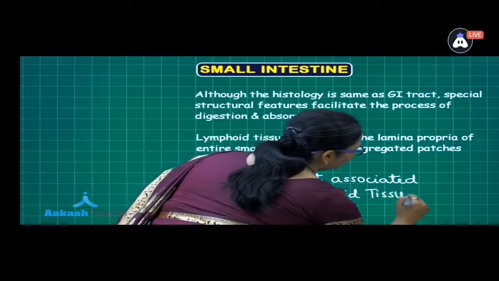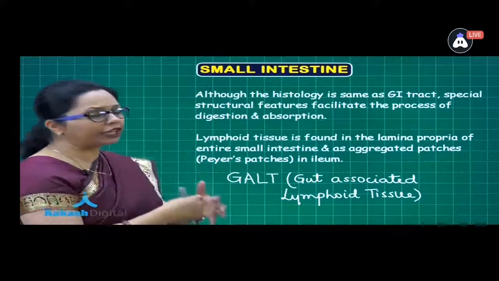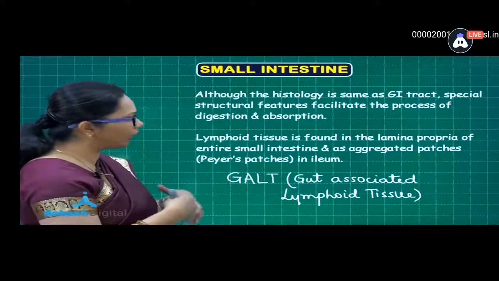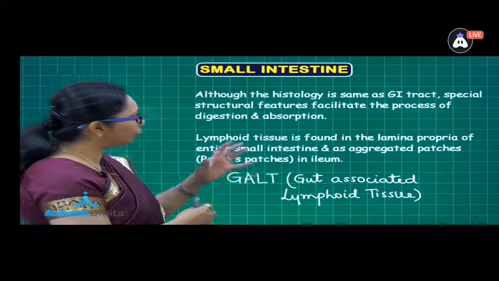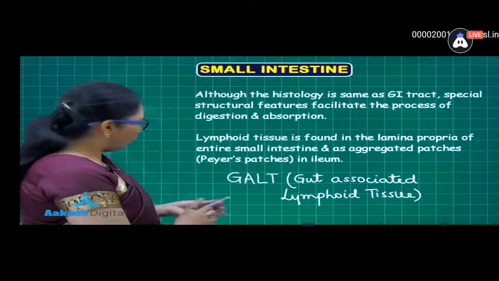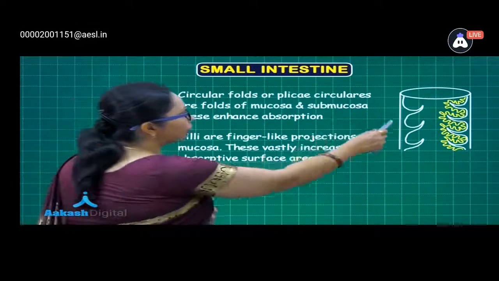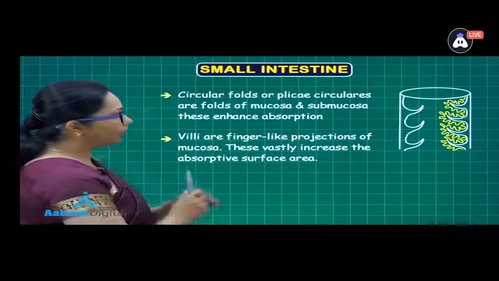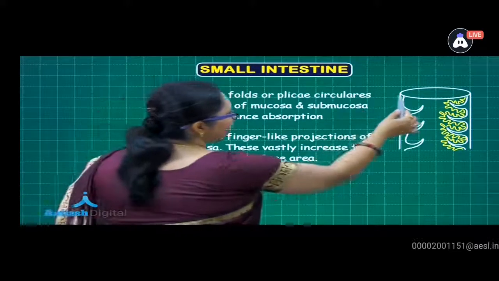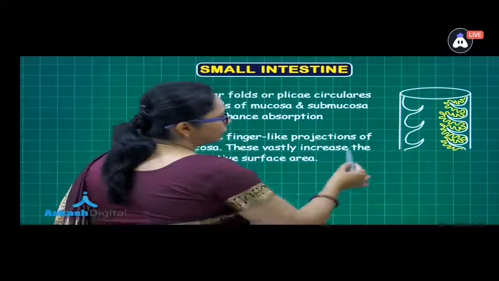And of course, the purpose of this lymphoid tissue is that through food and water, what all different infective agents we are taking in, some of them can be controlled here itself by the lymphoid tissue. Now, another important point here is that if we see the inner side of our small intestine, what do we find is that the submucosa is folded into these circular folds.